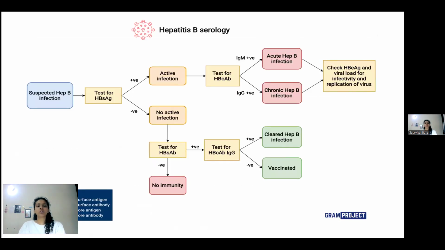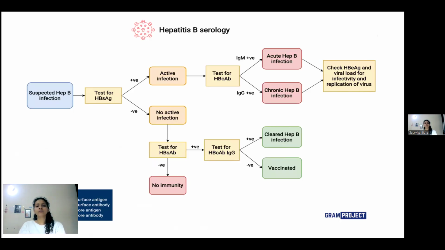Now, hepatitis B serology. If a patient is suspected of hepatitis B infection, we test for HBs antigen. If it is positive, then it's an active infection, and we test for HBc antibody. If IgM is positive, then it is acute hepatitis B infection. If IgG is positive, then it is a chronic infection. Check for HBe antigen and viral load for infectivity and replication of the virus.